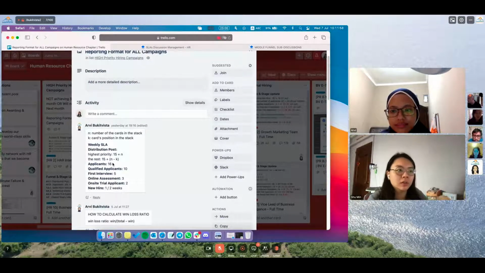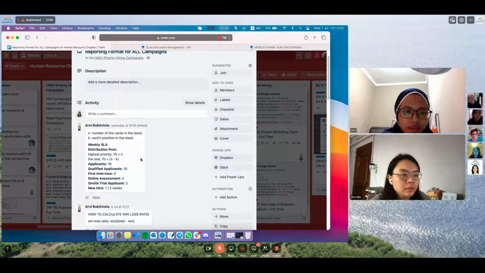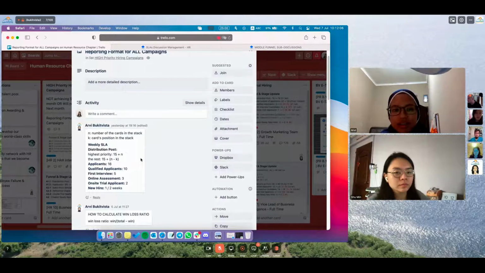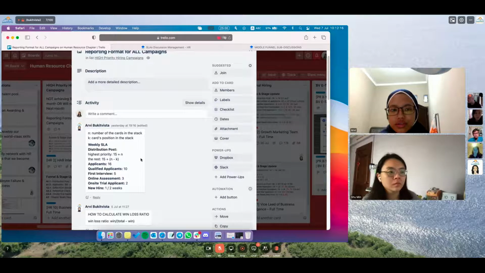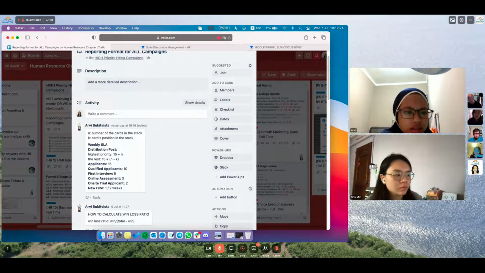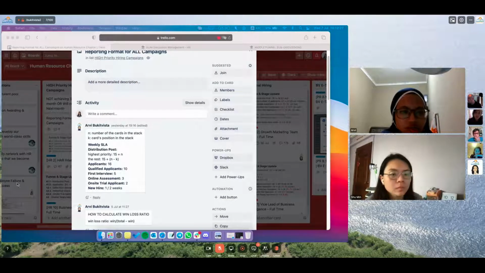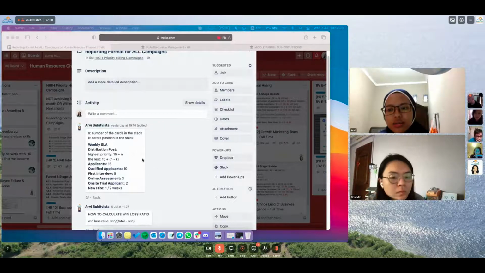Does that reduce the amount of applicants we get? Yep. For this SLA that I make a challenge, it's a combination between the performance and the user funnel SLA that we have. Previously we agreed to still use the win and loss ratio, and from that ratio we put here the applicants to the qualified applicants to the first interview to online assessment, and we see the nearest number that comes from the performance.